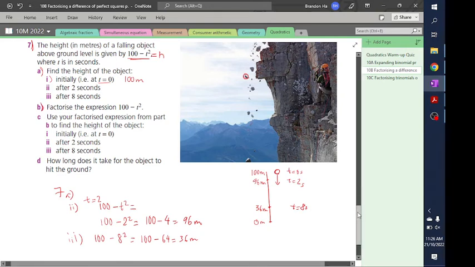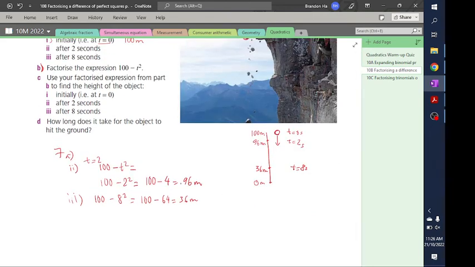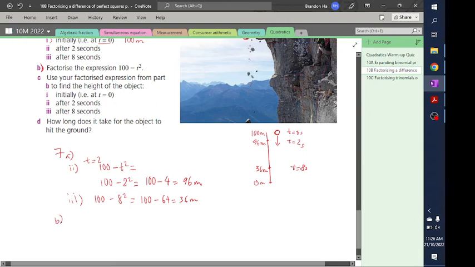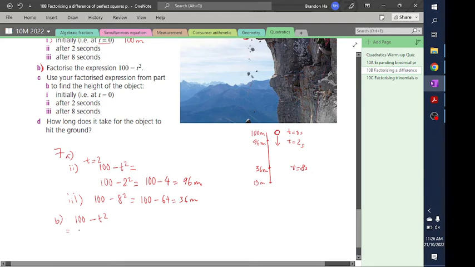Factorize. They ask to factorize the expression. This one we have done before. Let's get someone to do this one. So how do I do this one? What's the first step? Who wants to do it? You want to try? We have 100 here. 100 is some number squared, right? What number is that? 10 squared. 100 is 10 squared minus t squared.